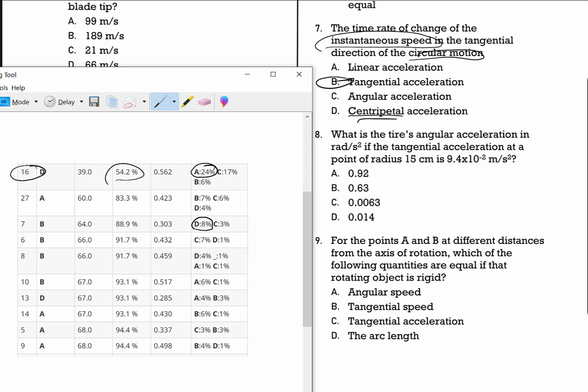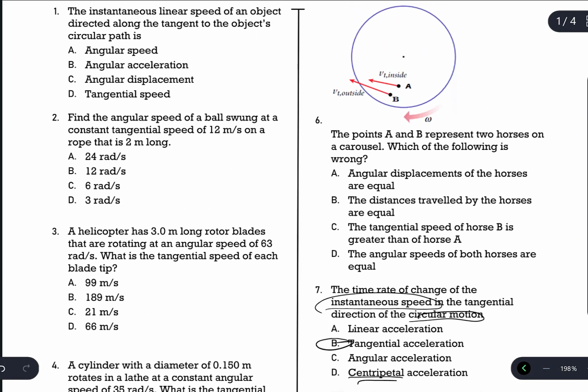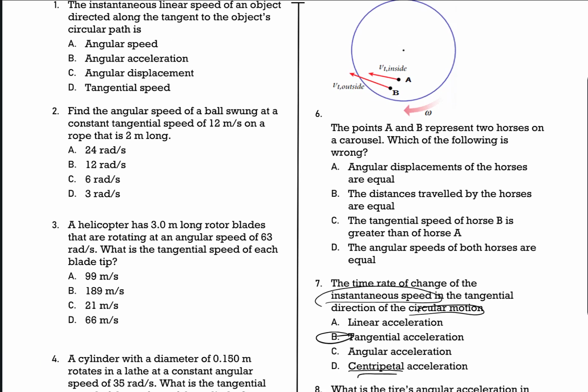Next question, question number 6. It's again about a carousel. The points A and B represent two horses on a carousel. As you see, they are at different distances. Which of the following is correct? Because this carousel is a rigid object, every rotational quantity for every single point is going to be the same. So the angular displacements of the horses are equal, which is correct. But we are looking for the wrong answer, so this cannot be the answer for this question.